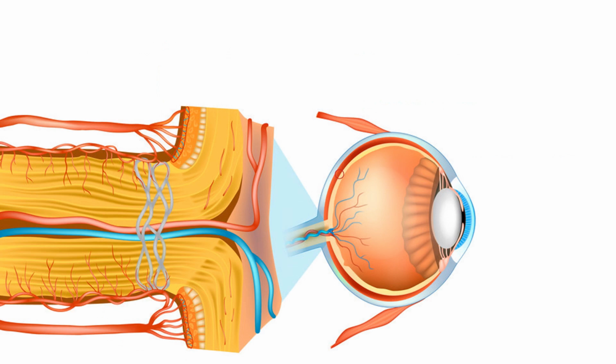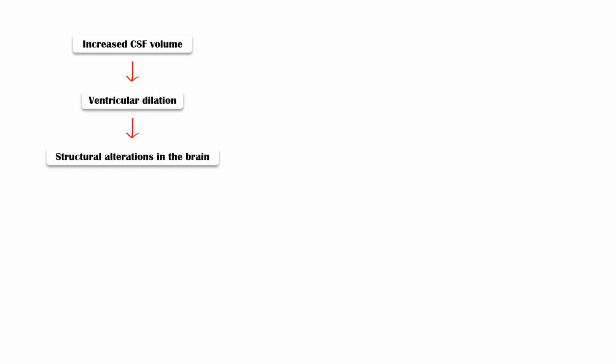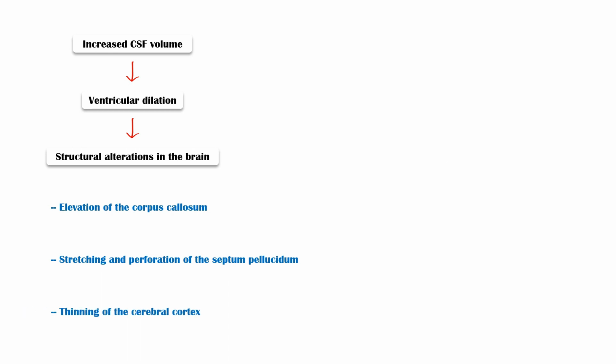As CSF accumulates in the subarachnoid space, excess fluid is absorbed by the optic nerve roots, causing papilledema. Increased CSF volume leads to ventricular dilation, particularly the lateral ventricles. This causes several structural alterations in the brain, including elevation of the corpus callosum, stretching and perforation of the septum pellucidum, and thinning of the cerebral cortex.